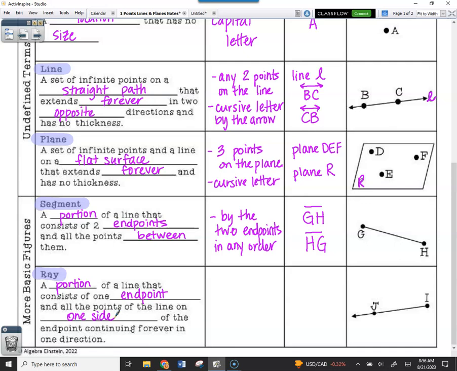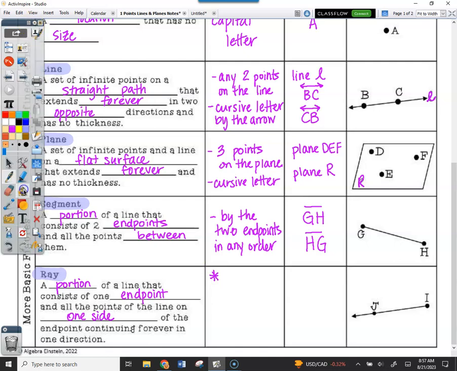How do you name it? This is what you need to highlight. I don't know if you want to highlight first and then write over it, because sometimes highlighters bleed when you highlight like pencil. It's up to you. But I need you to make a note. Order matters. When you're naming rays, the order matters. How do you name it? You start with the endpoint and go to the arrow. You start with the endpoint and you go to the arrow.